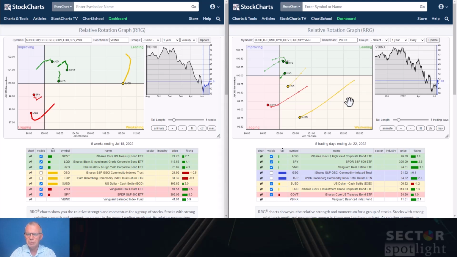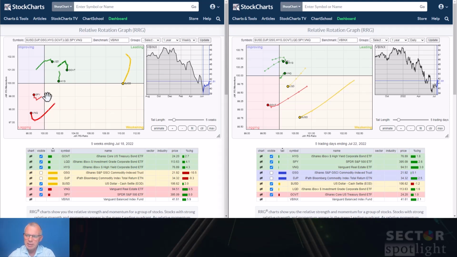The rotations for stocks and the fixed income asset classes, the tails are much shorter, as you can see here. So SPY, high yield, government, corporate bonds, they're relatively short. You can see that it looks as if stocks are picking up slightly, although they're still inside the lagging quadrant. That's the weekly time frame.